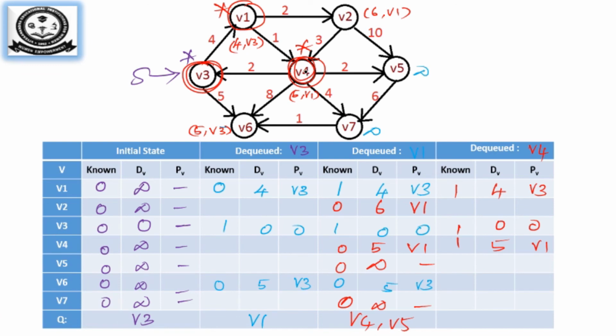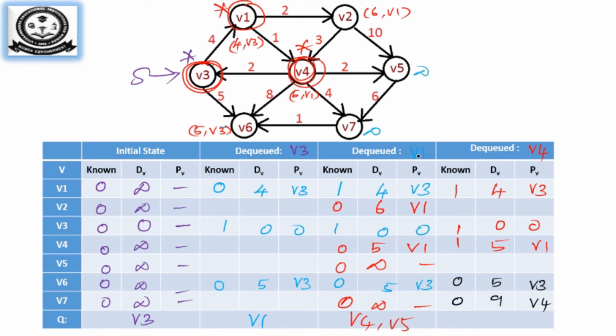From V4 I can go to V3, which is already visited. From V4 I can go to V6. The distance is 5 plus 8, which is 13. The distance over here is 5, so no change. You will not have any change for V6. So V6 will be 0, 5, V3. Now from V4 I can go to V7, 5 plus 7 is 12. Here it is infinite, so I can have 12, V4.